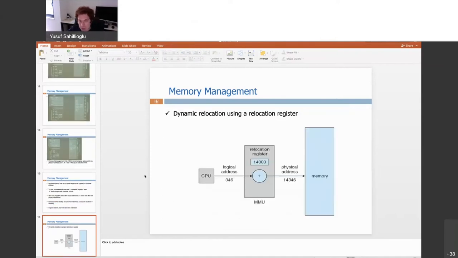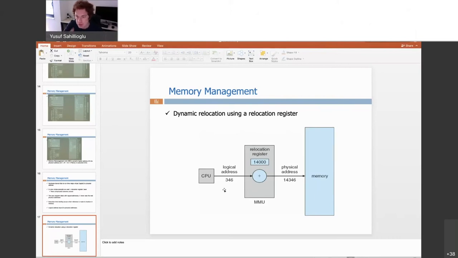Let's go visual, to keep things even more clear. Hocam, one small question. Does it mean that every process will then have its own base number? Yes, it does mean exactly that.